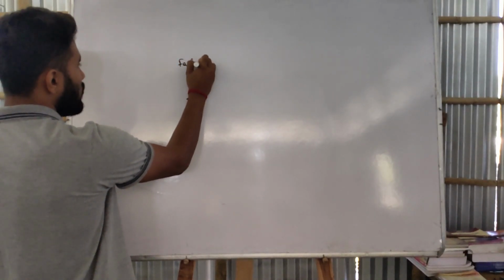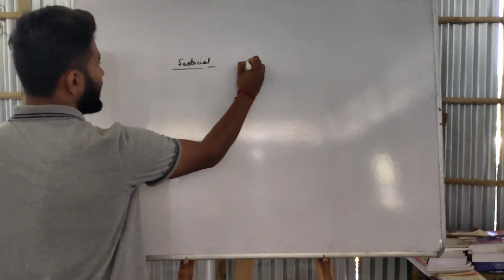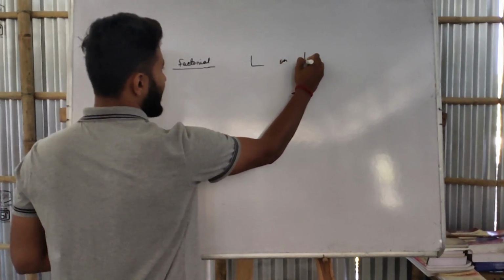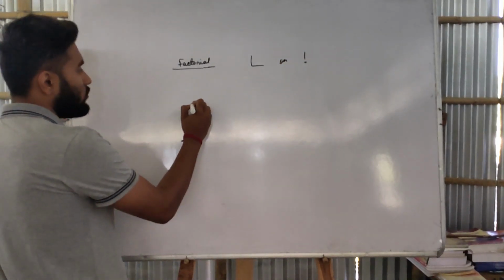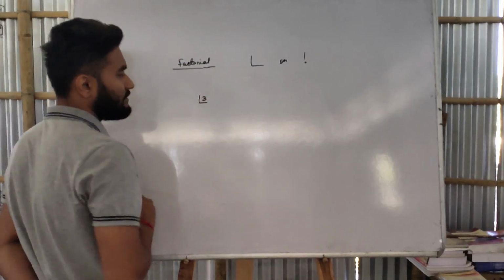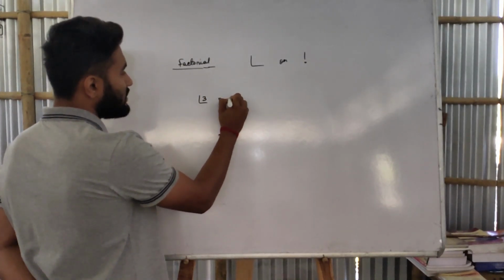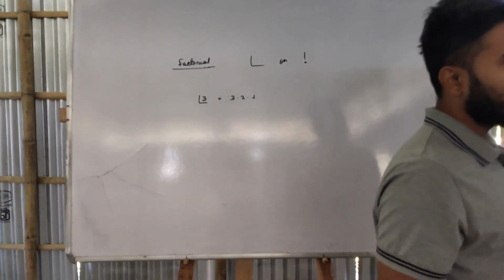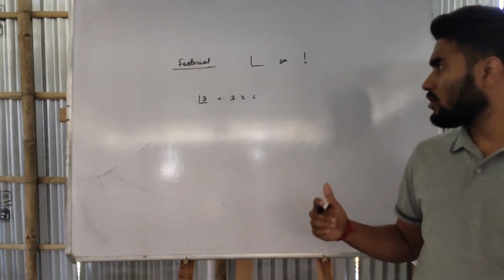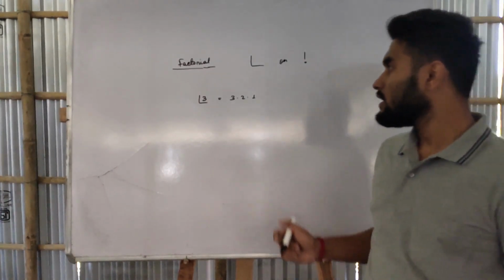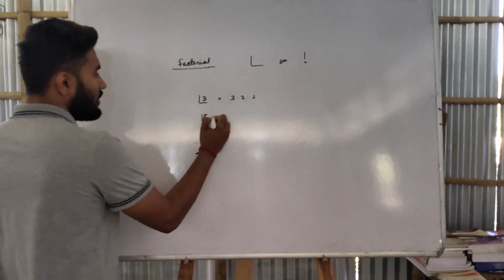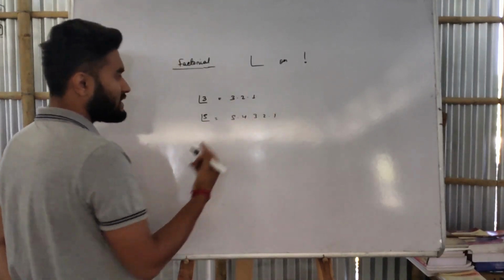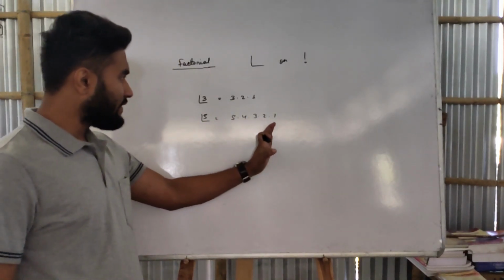Factorial. It is denoted by this symbol, the exclamation mark. Say factorial 3. What does factorial 3 mean? It means 3 into 2 into 1. The digits are multiplied, decreasing by 1 each time, till you reach 1. So factorial 5 will be 5 into 4 into 3 into 2 into 1. It is decreasing gradually, consecutive numbers, till 1.